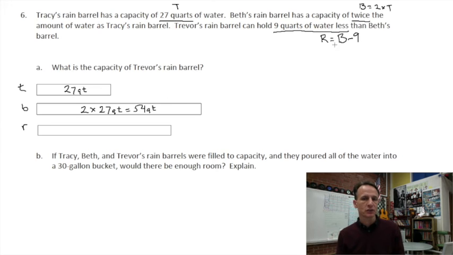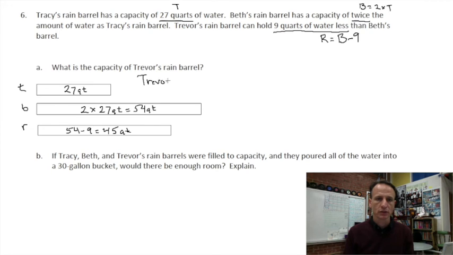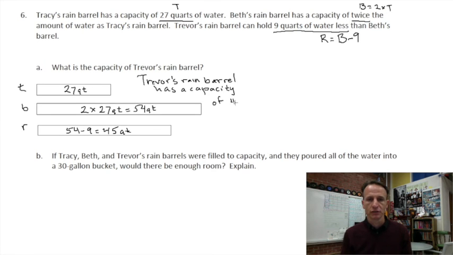And now Trevor is 9 quarts less than Beth, so he's going to be 54 minus 9. Well, minus 10 would be 44, right? So minus 9 is 45. See that? All right. So he's 45 quarts. And guess what? I just answered question A. So Trevor's rain barrel has a capacity, being a good boy and writing a whole sentence here, of 45 quarts.